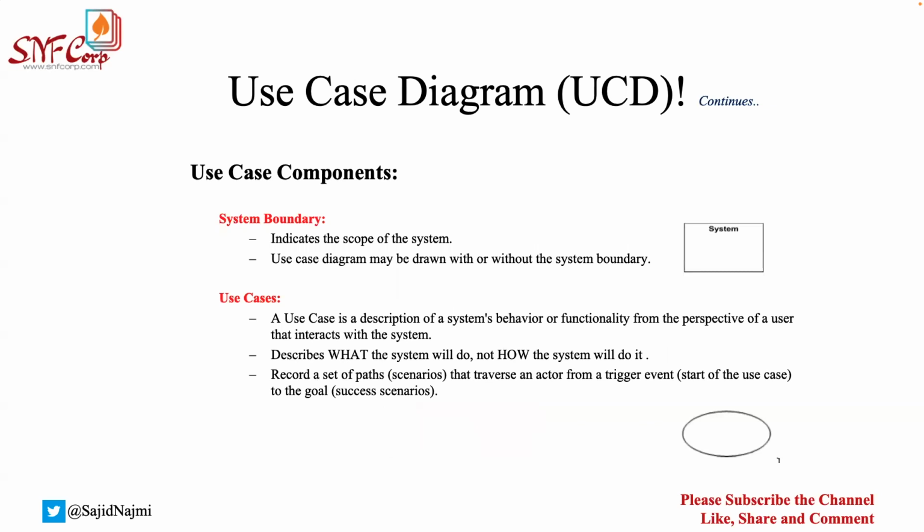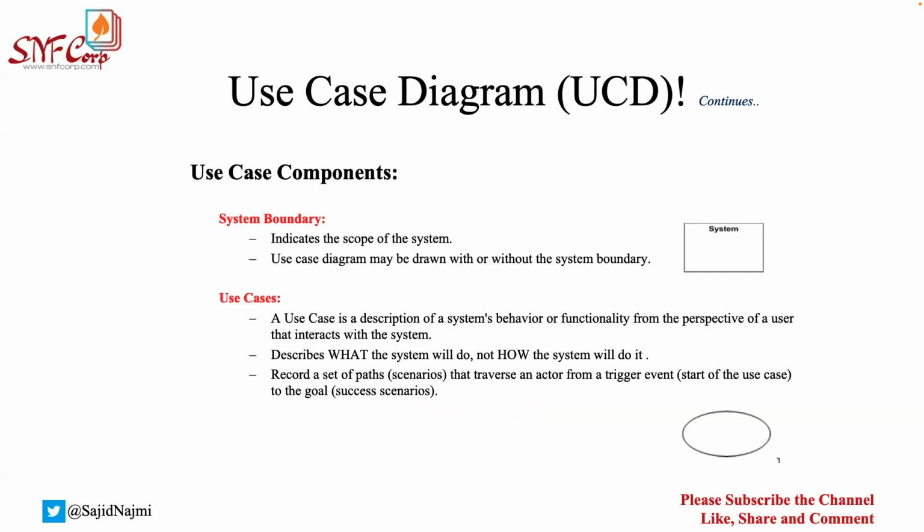How does the system boundary look? This is nothing but the big box. So you will first draw this box, and within this box, you will write every use case. All the use cases you will be writing within this box. Now the question: is it really mandatory to write this system boundary? No, you do not.